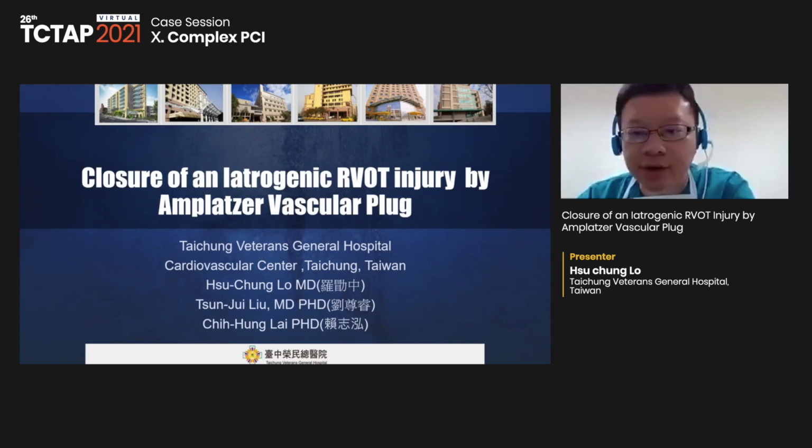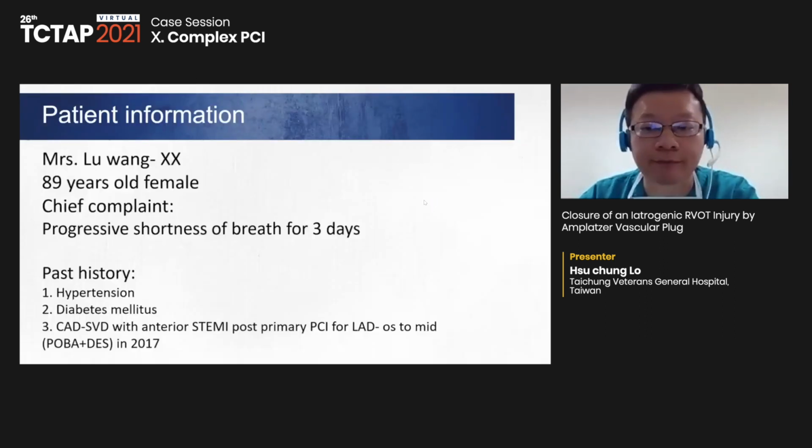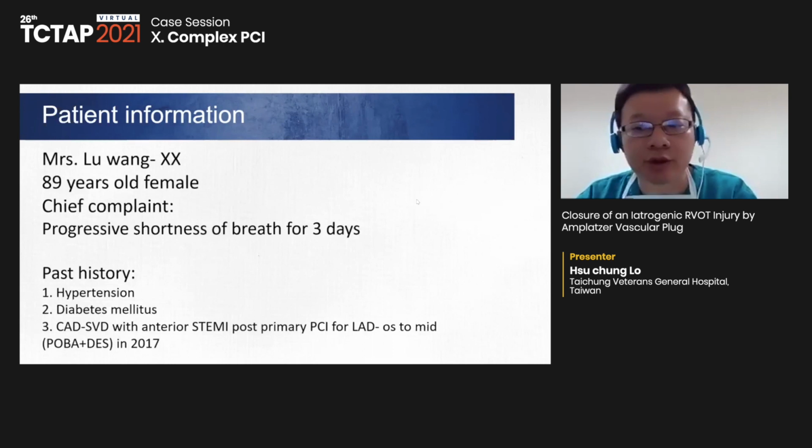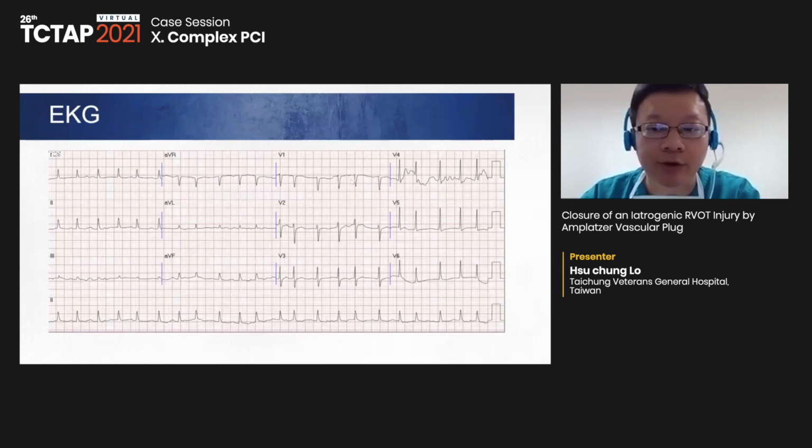Ladies and gentlemen, it's my great pleasure to be here presenting a case of right ventricular perforation caused by pericardiocentesis and successfully treated with an implantable vascular plug. This 89-year-old lady came to our emergency room due to progressive shortness of breath for 3 days. She had a past history of hypertension, DM, and one episode of anterior STEMI, treated with primary PCI for an LAD lesion in 2017. Initial chest X-ray showed left pleural effusion, pneumonia patch, and suspected cardiomegaly. Her EKG showed atrial fibrillation with no other specific findings.